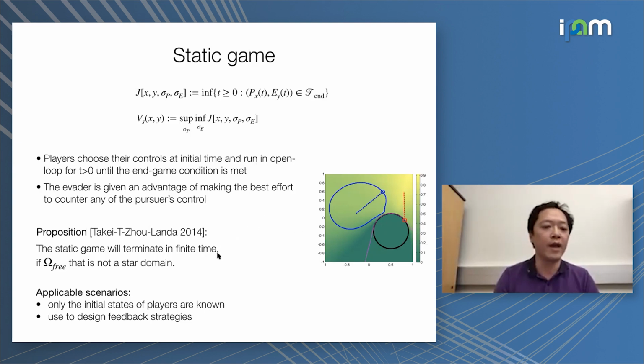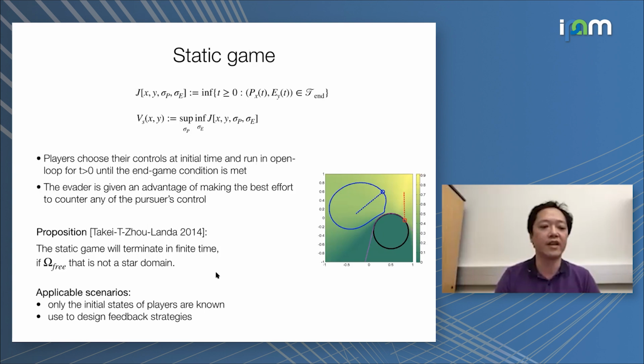In a previous paper, we showed that for this particular static game, the game will always end in finite time if the free space is not a star domain. So the game will not carry on forever.